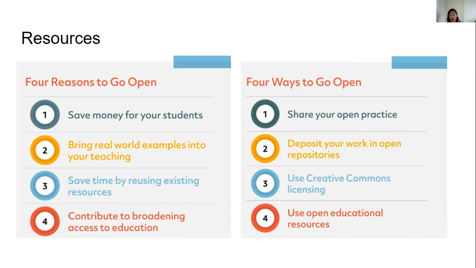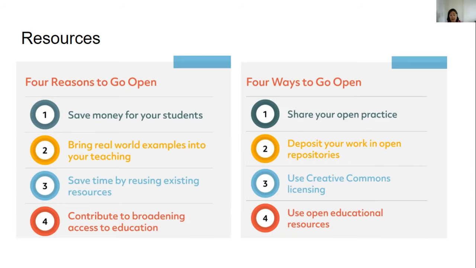And then in terms of the ways, again, we were looking for very simple messages. Share your practice: tweet something that you've created or put it in a repository. We give some examples of repositories. Deposit your work in open repositories. Zenodo we particularly like, but there are other repositories out there too.